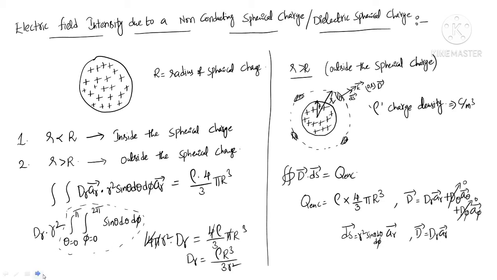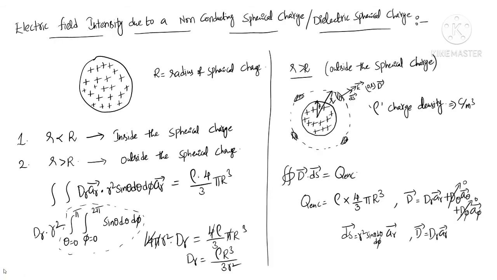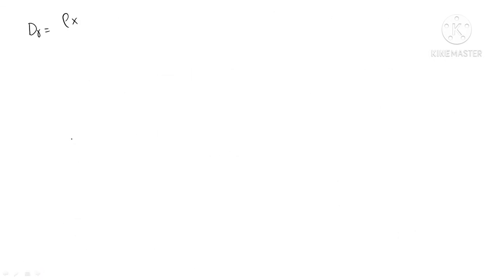Okay, let me take a separate slide. D_r is equal to rho into capital R cube by 3r square. What is the unit? It is coulomb per meter square. If you want to write it in the form of a vector, you can write this as D bar is equal to rho into R cube by 3r square ar bar coulomb per meter square.